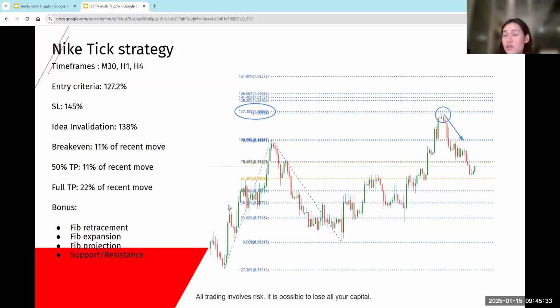Okay, so timeframes to use this technique: M30, H1, H4. Entry criteria can be on 127. Stop loss should be placed at the 145 level. Idea invalidation can be placed at 138. Break even should be 11% of the recent move, 50% take profit, 11% of recent move, and a full take profit will be 22% of the recent move. Bonus, if you can find multiple Fibonacci levels or support and resistance levels to support your 161 or 127 levels.